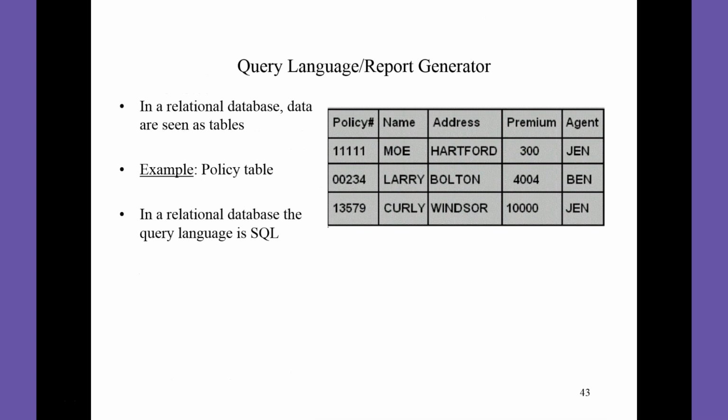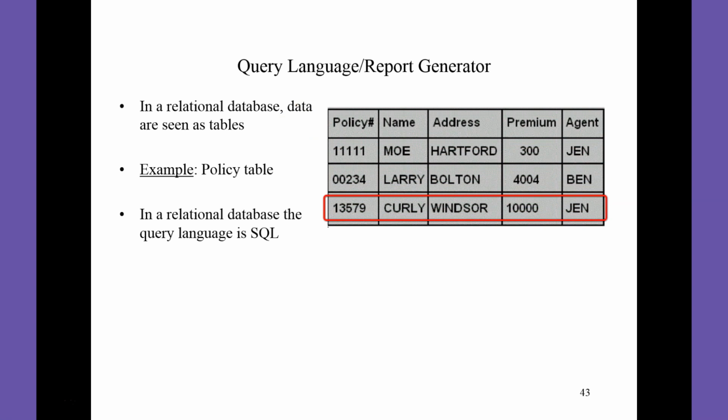In a relational database, the logical structure or perception of data is that of a table, rows and columns. Here we give an example of what I'm calling the policy table. Notice the column headings define the attributes or the data items, and each row corresponds to one individual policy.